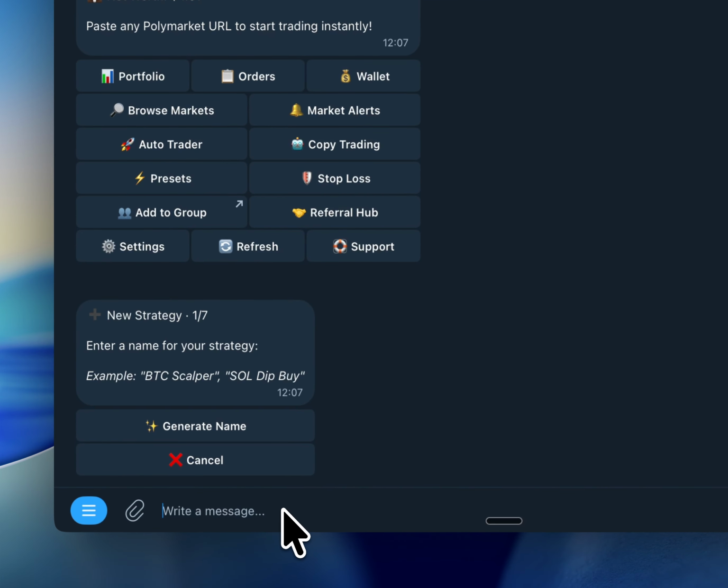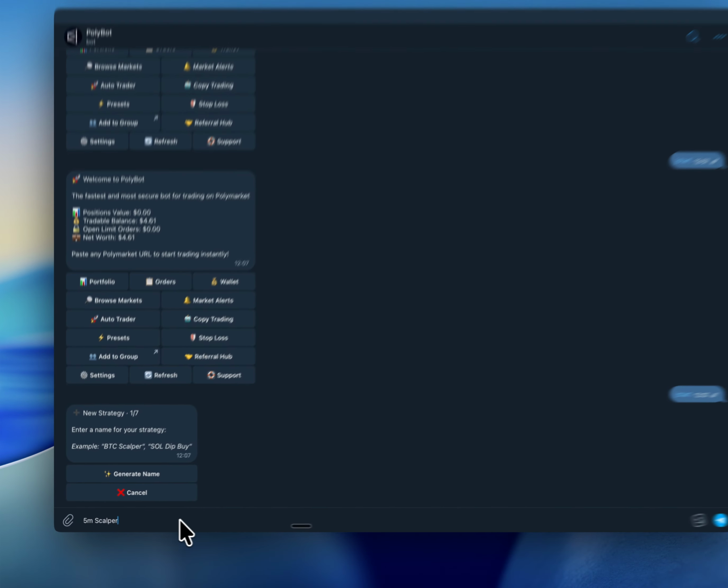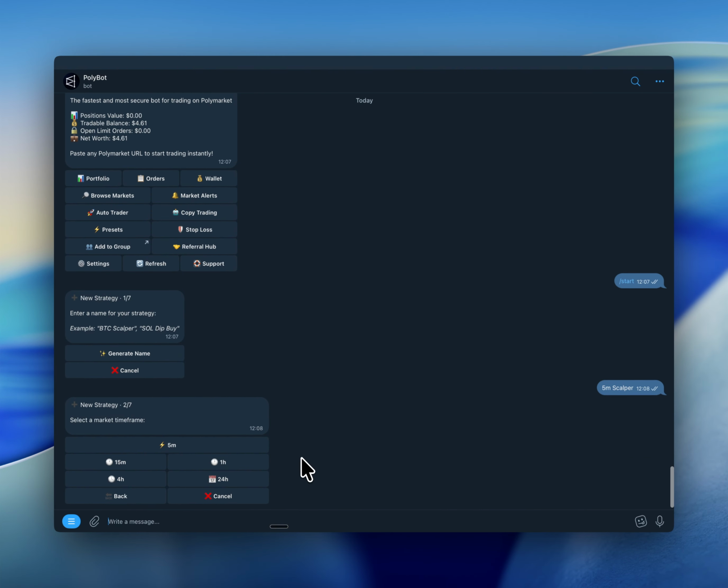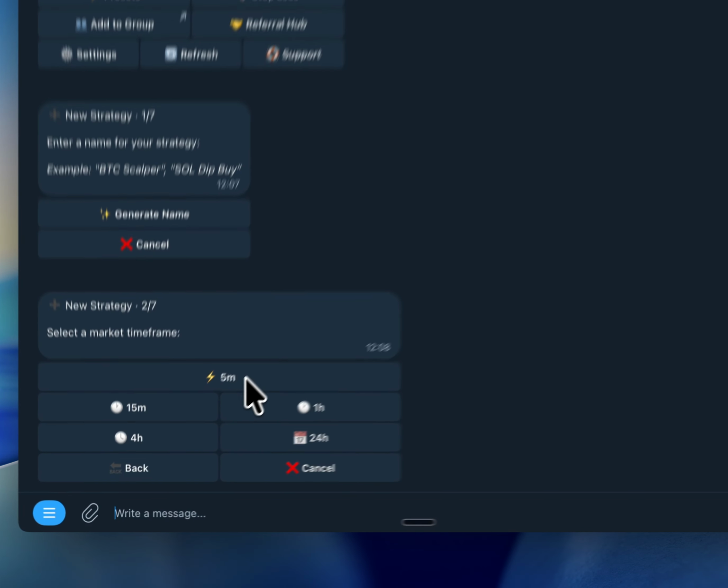Step 1. Name the strategy. I'm calling this one 5-minute scalper. Step 2. Market timeframe. Up and down markets resolve every 5 minutes, 15 minutes, 1 hour, 4 hours, or 24 hours. I'm going with 5 minutes.